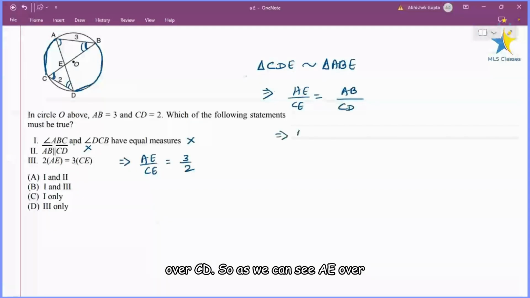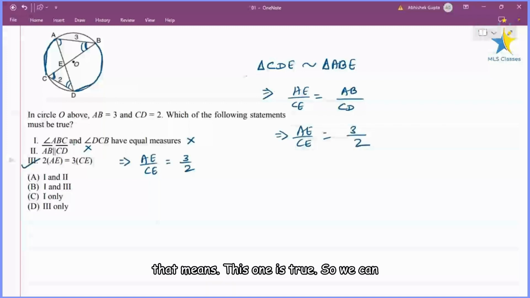As we can see, AE over CE is equal to AB, which is 3, divided by CD, which is 2. So we are getting this, that means this one is true. So we can say option D is correct. Now moving on to the next question.